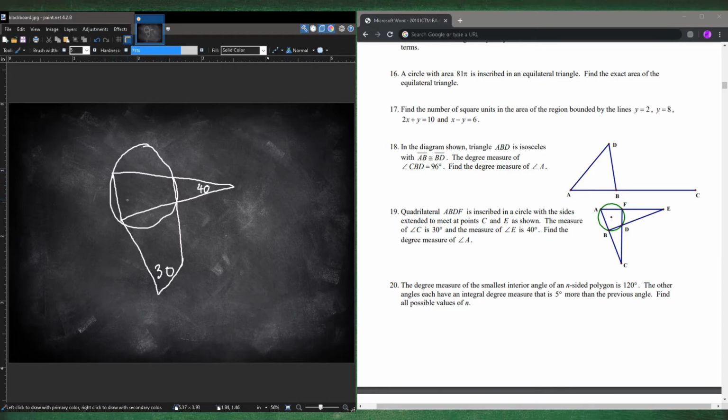Okay, so what you need to know about inscribed quadrilaterals is that opposite angles are supplementary. So basically that means this angle and this angle add up to 180. So if this is x, this is 180 minus x. Okay. So also, if this is 180 minus x, that means this has to be x.